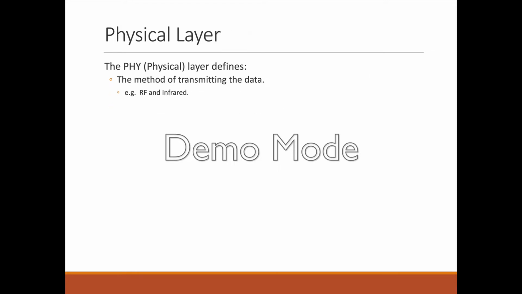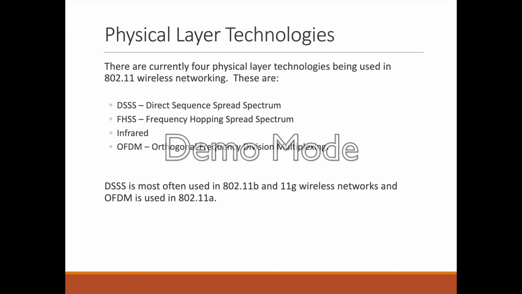So the physical layer defines the method of transmitting the data. It's like, how is the data transmitted? What is the signal that's being transmitted? Is it RF? Is it infrared? So it depends on the type of signal that's being controlled.